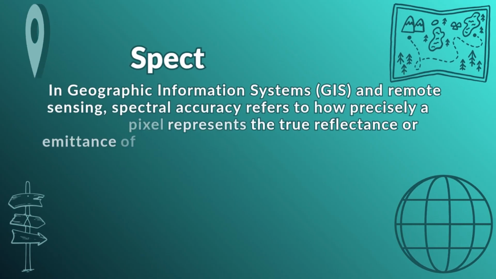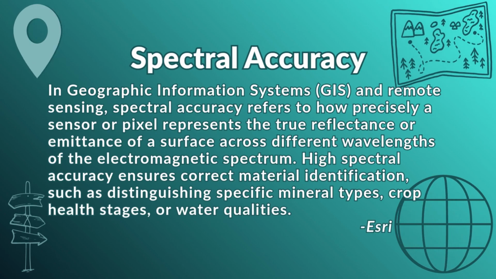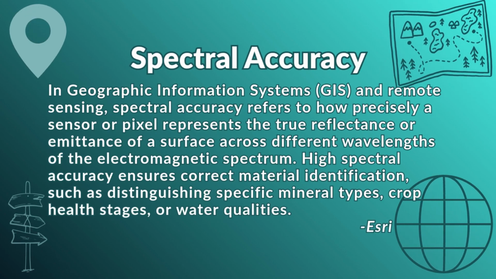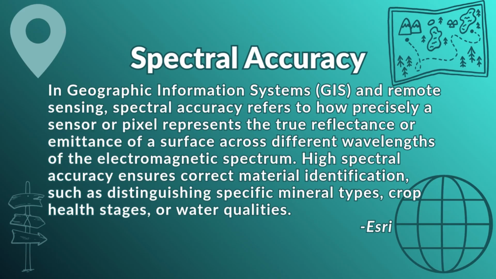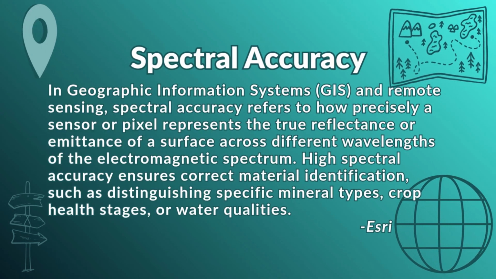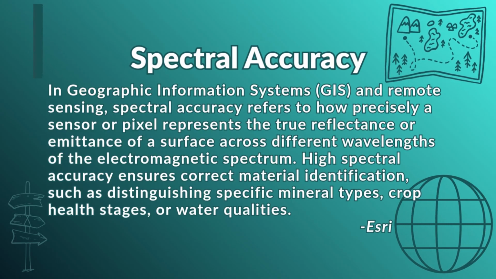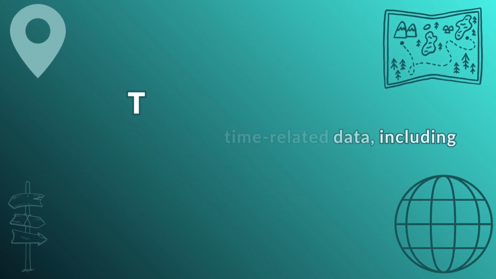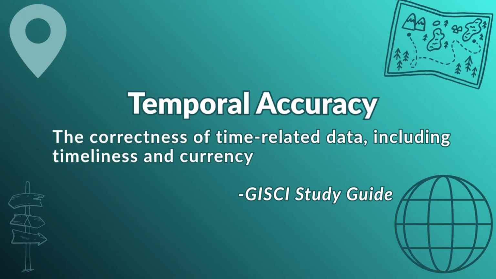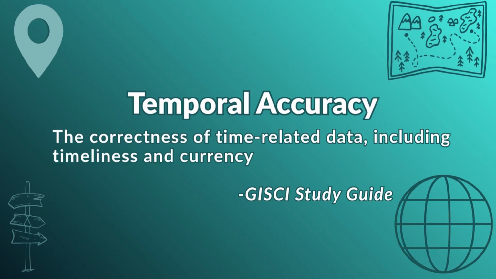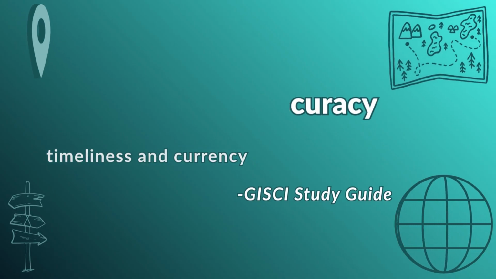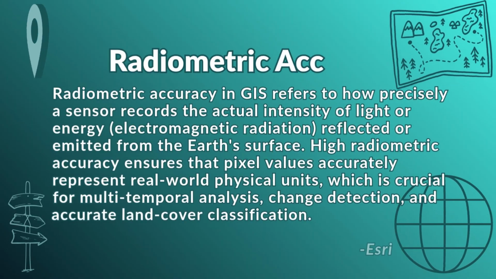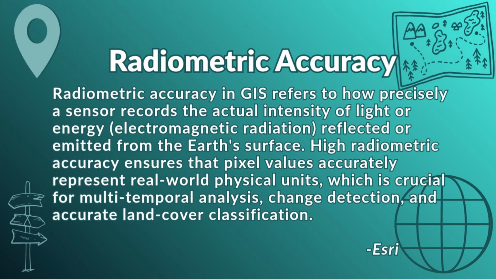Second is spectral accuracy, which refers to how well the sensor records specific bands of the electromagnetic spectrum. Like a sensor specifically tuned to capture near-infrared light to measure vegetation health, because healthy plants reflect infrared light differently than stressed plants. Spot on. Third is temporal accuracy, which is the specific time and return interval of the satellite. But the fourth, radiometric accuracy, is often where analyses really succeed or fail.